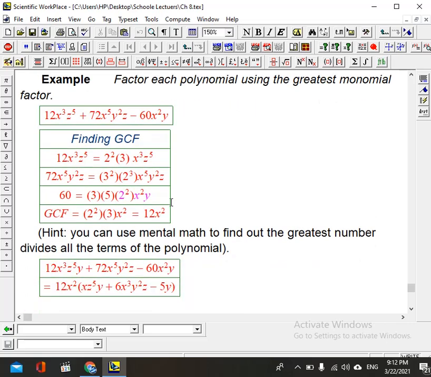Now, this example: factor each polynomial using the greatest common monomial. Let me start. I give you this polynomial with 3 variables, x, y, and z. So first step, we need to find the greatest common factor. Let me find it, term by term. The first term is 12x cubed z to the 5.